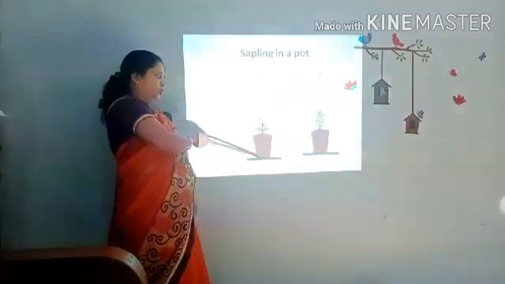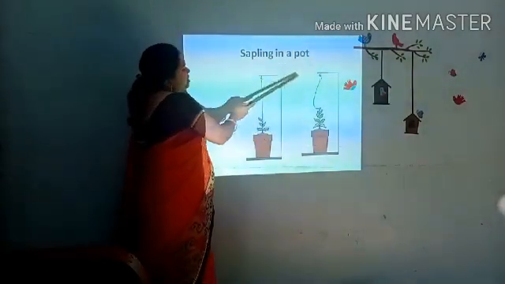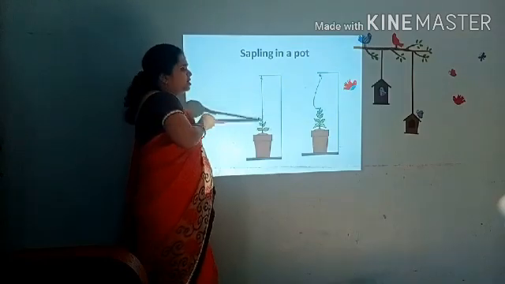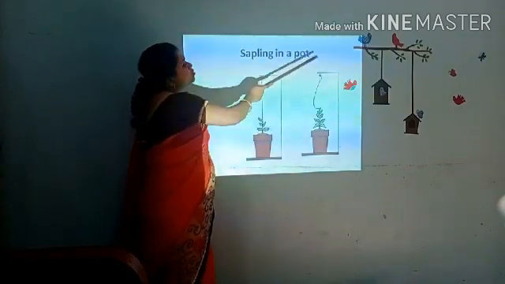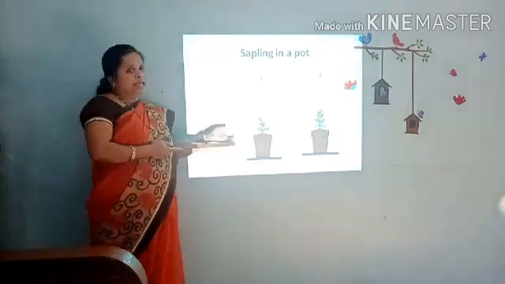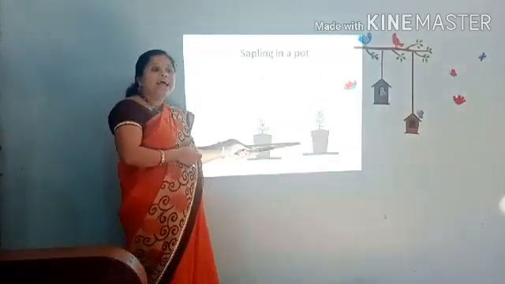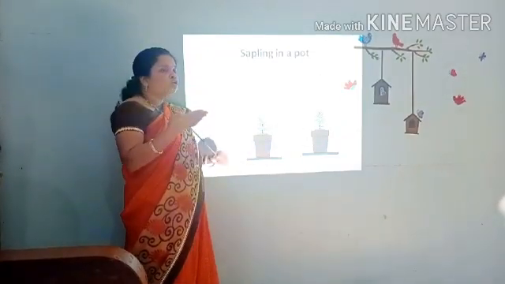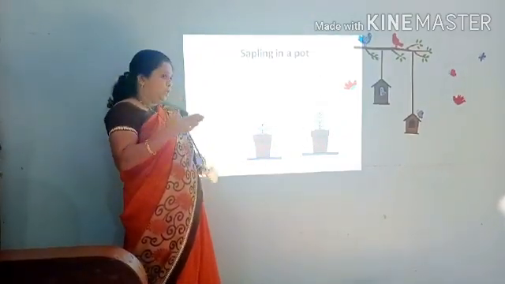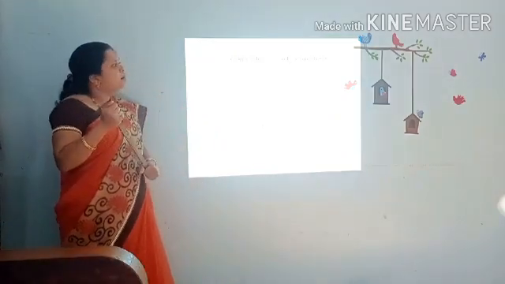When it starts to grow, slowly what will happen? The thread which we have tied tightly will become loose. Then what does this thing tell us? That growth has taken place in a plant. So, growth takes place not only in human beings or animals, but it also takes place in a plant.